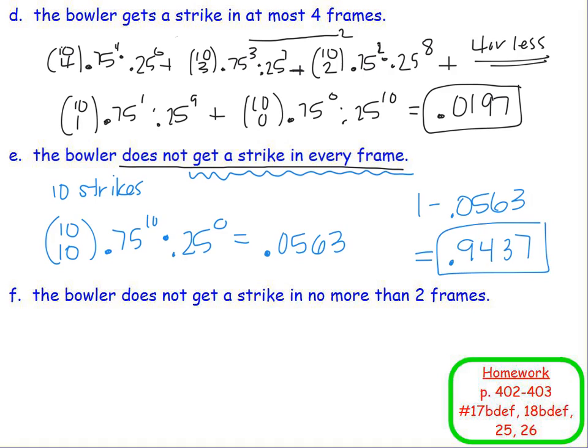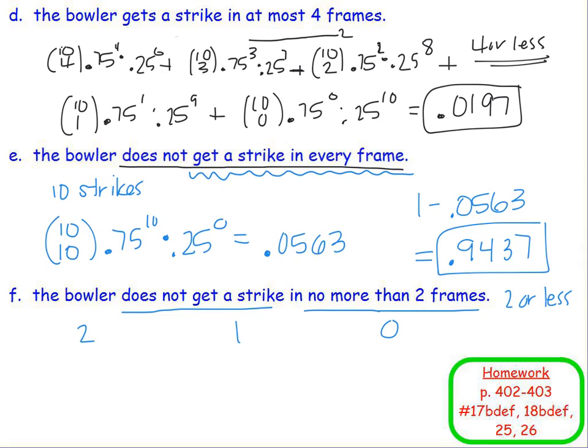All right, let's look at our very last question for this lesson. What's the probability the bowler does not get a strike in no more than 2 frames? Okay, so you're looking at that and you're like, okay, that's really wordy. He does not get a strike in no more than 2 frames. So no strike in no more than 2 frames. So let's focus on this part first. No more than 2 means 2 or less. So 2, 1, and 0.